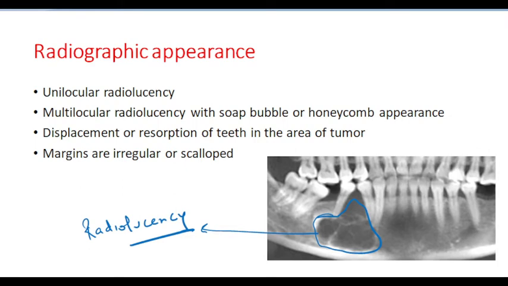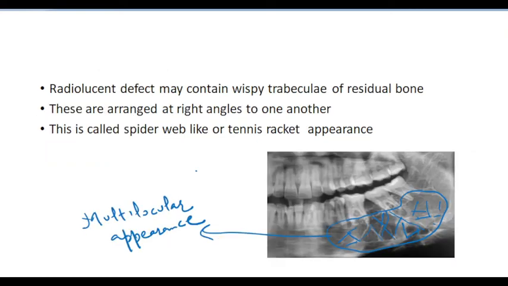Radiographic appearance: there can be radiolucency, which is unilocular or multilocular. The multilocular radiolucency can have a honeycomb appearance or sometimes a soap bubble appearance, soap bubble when the radiolucency is large. There can be displacement or resorption of teeth in the area of the tumor. The margins of the radiolucency are irregular or scalloped. Sometimes the radiolucent defect can contain wispy trabeculae of residual bone. These are arranged at right angles to one another, so the term used is spiderweb-like appearance or tennis racket-like appearance.